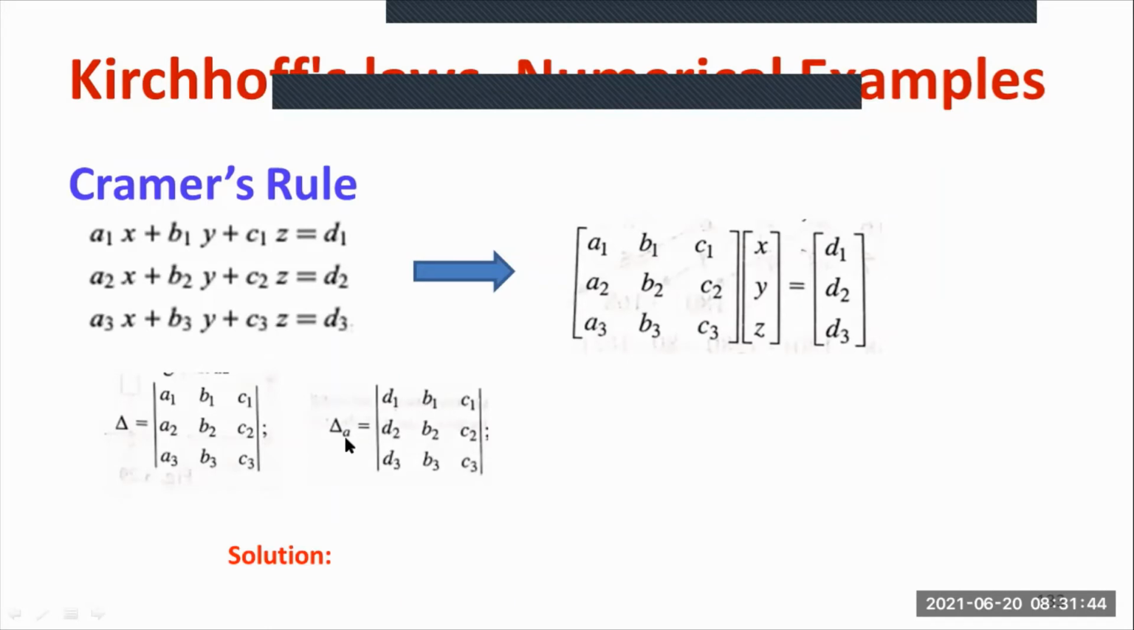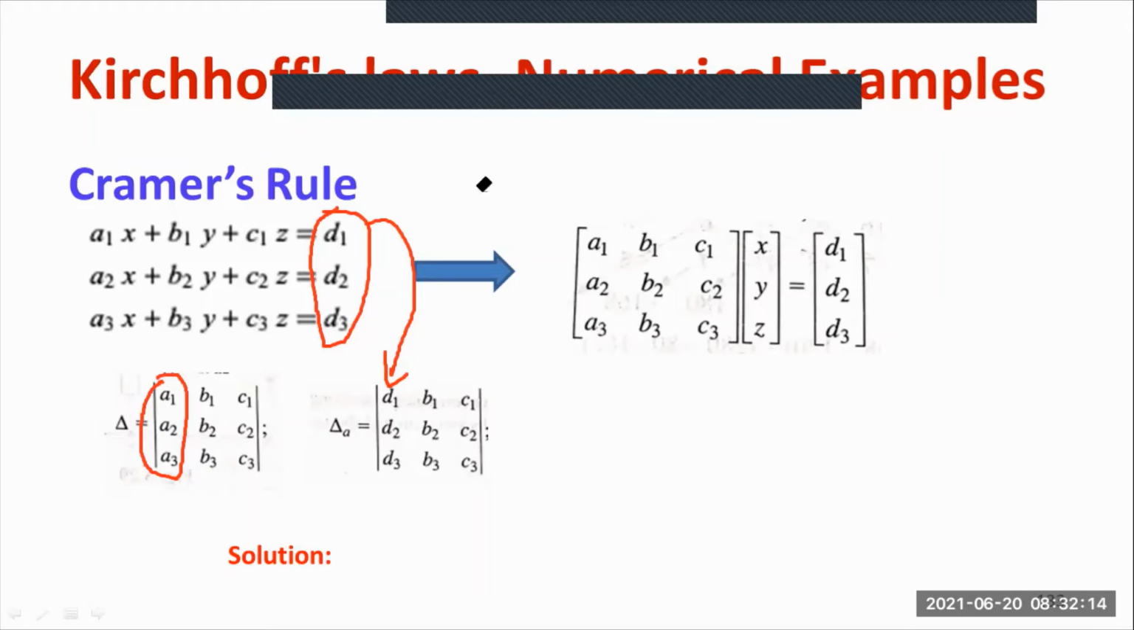So delta A is given by, so what you're supposed to do is replace the first column of delta with D1, D2, D3, which is available at the RHS side. Same thing I'll be using this. I'm going to replace these A1, A2, A3 with the D1, D2, D3. The remaining have no change: B1, C1, B2, C2, B3, C3. Now I'm going to calculate delta A.